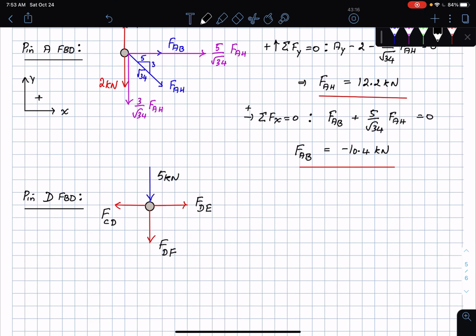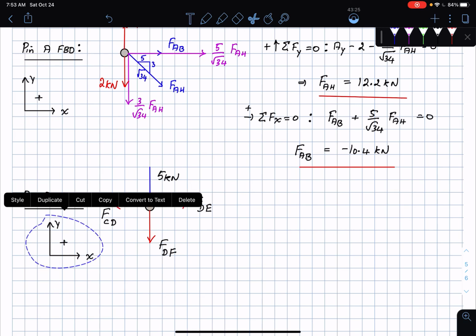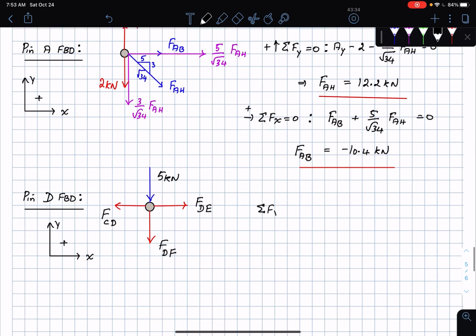Okay. And you can very obviously see that I can choose the same XY coordinate frame as I have chosen for that particular pin here. So no harm done. And if I sum forces in the vertical direction and set that equal to 0, okay, then I will end up having the following: minus 5 minus FDF is equal to 0. Okay, so that FDF will end up being minus 5 kilonewtons.